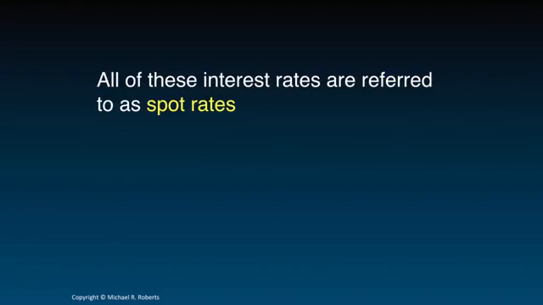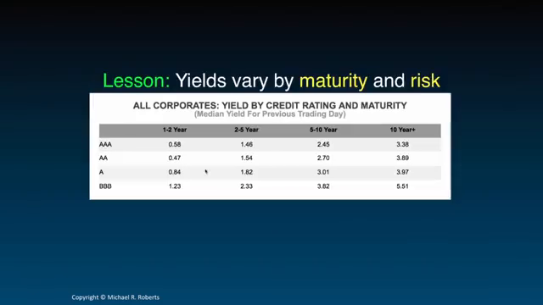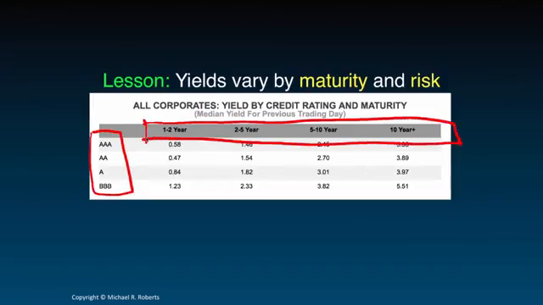Now, all of these interest rates that we've discussed thus far are referred to as spot rates. And what are spot rates? They're the interest rate for a loan that's made today. Typically, there's a different spot rate for loans of different maturities and different risks. That's what we showed right here. These are spot rates. They vary by credit risk, and they vary by maturity.